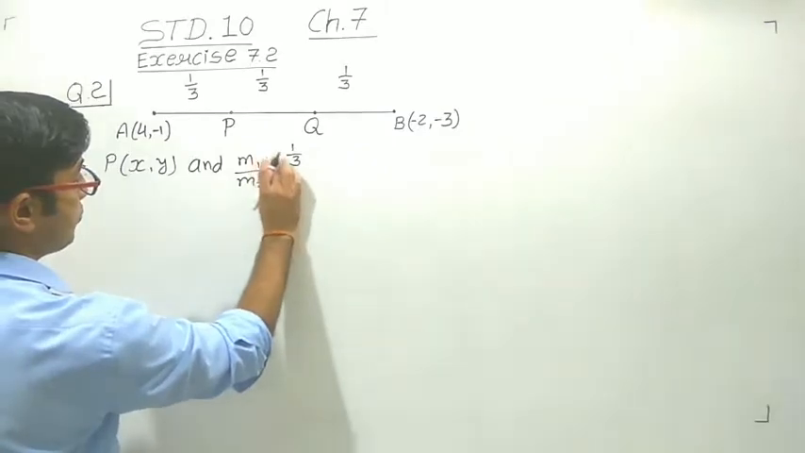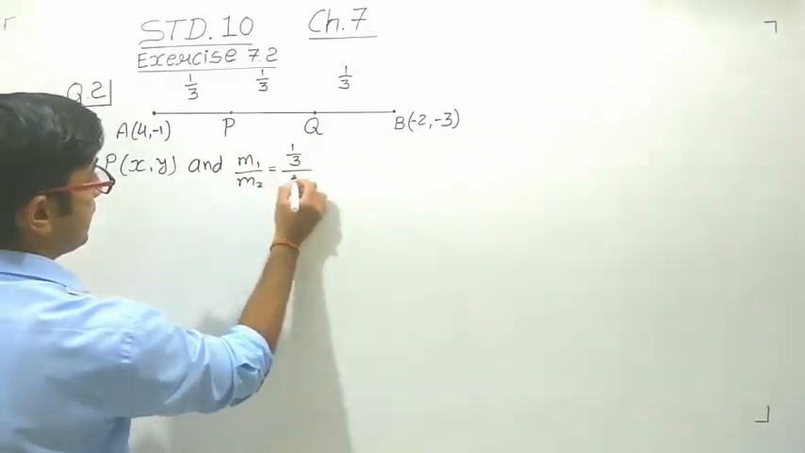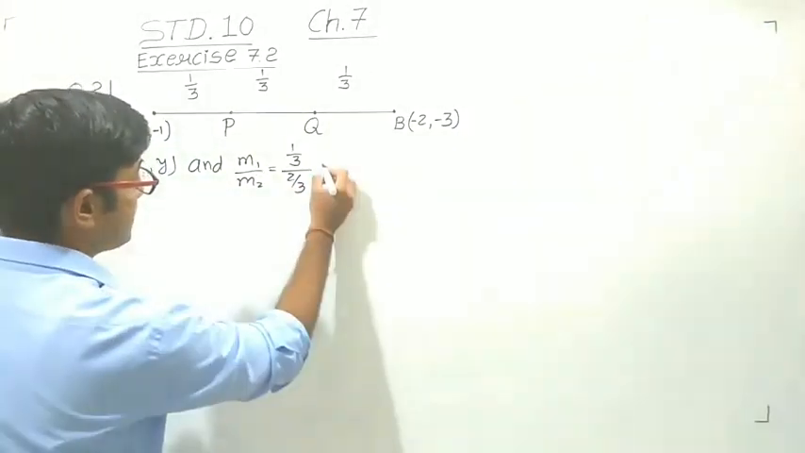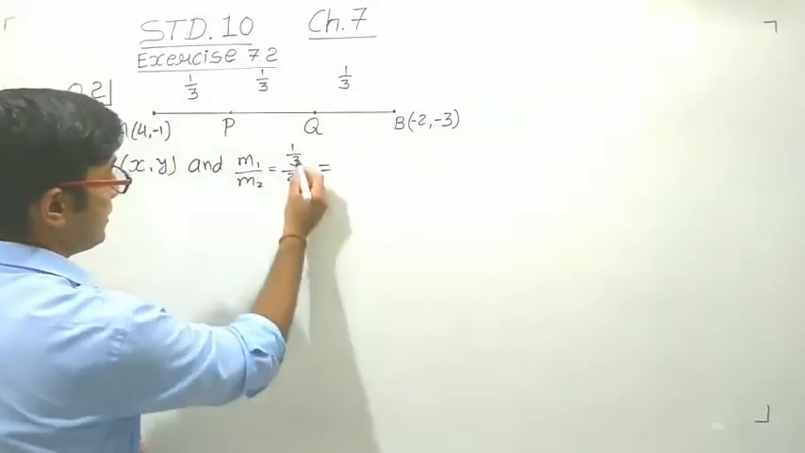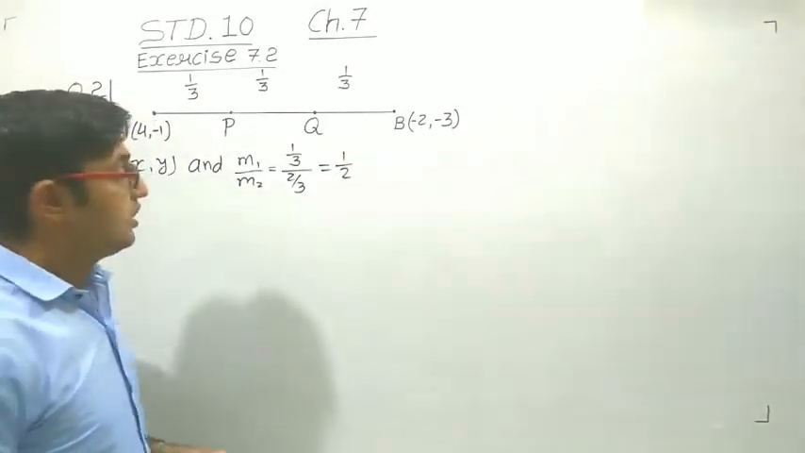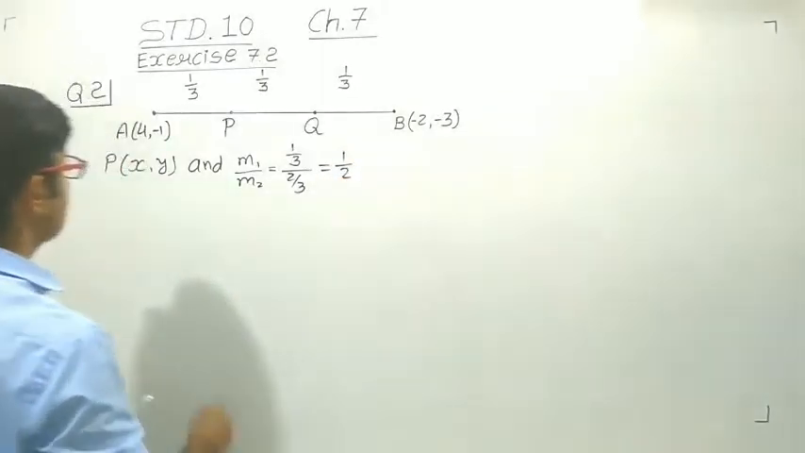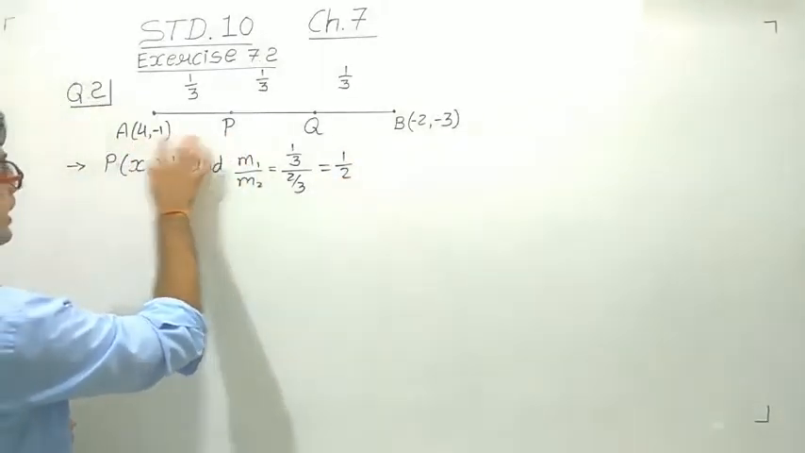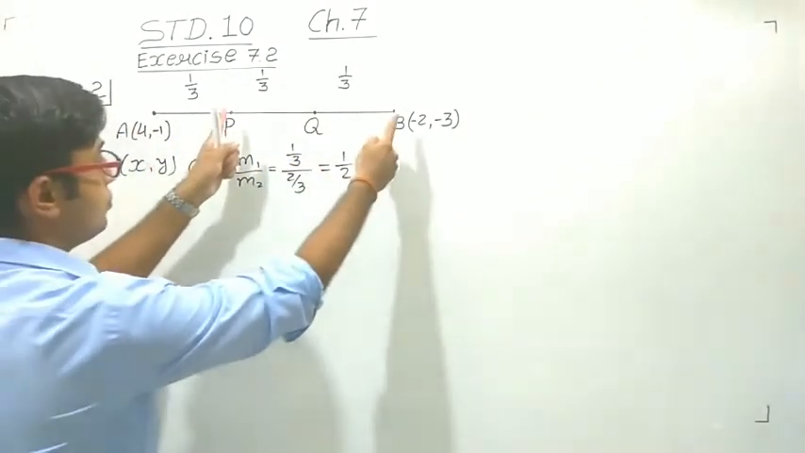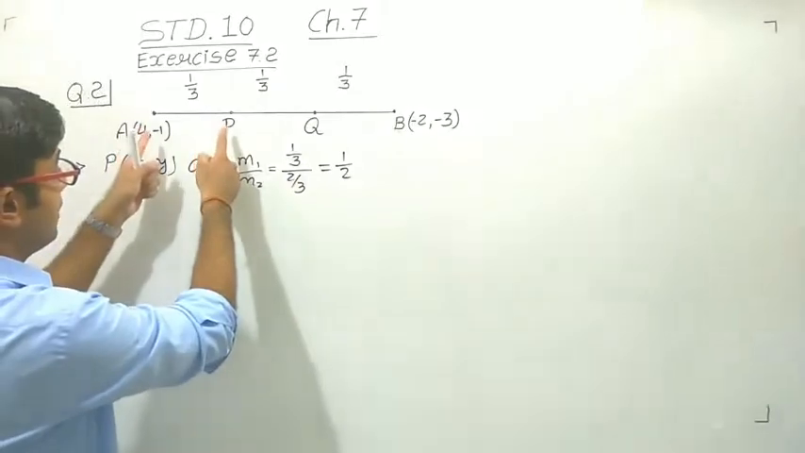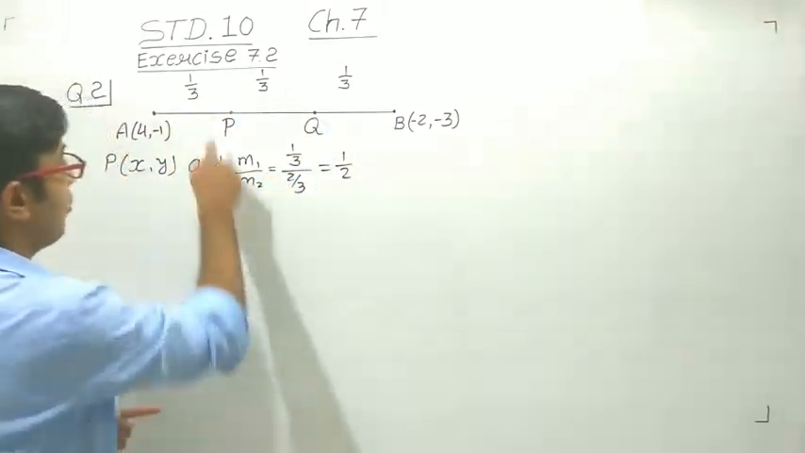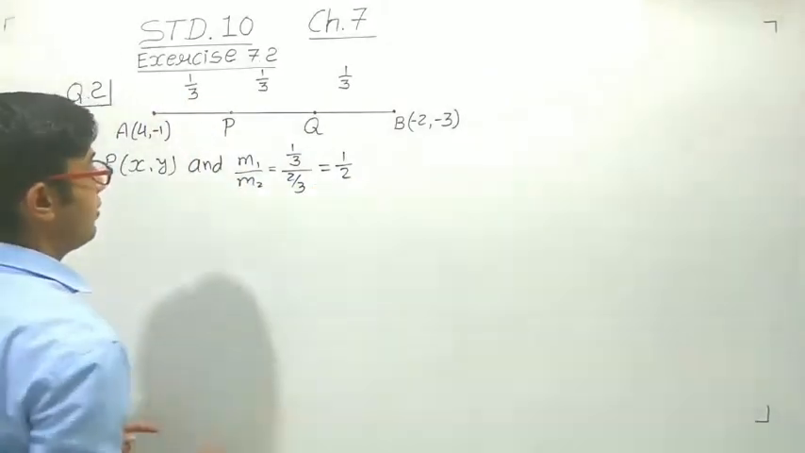So M1 upon M2 we can take in this way. Understand? Now when we simplify this, what will we get here? See, 3 will cancel out each other, 1/2 that we get here. Right? So this is the ratio in which the point P divides the line segment AB in 1:2 ratio, because this portion is 1, that is 1/3, and this portion is 2/3. So this is the double of 1/3. So this is the ratio we get here.